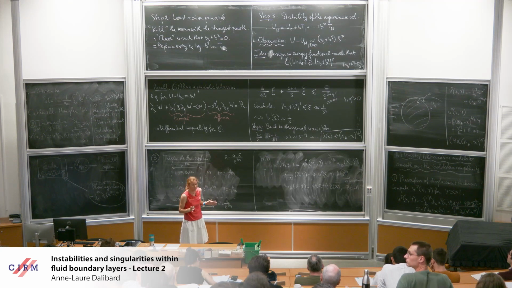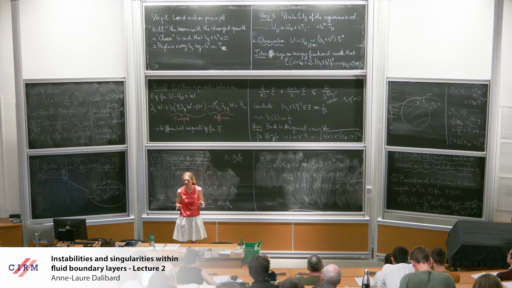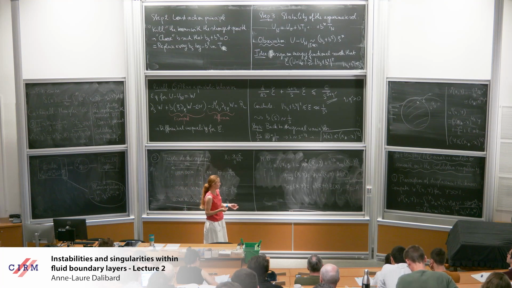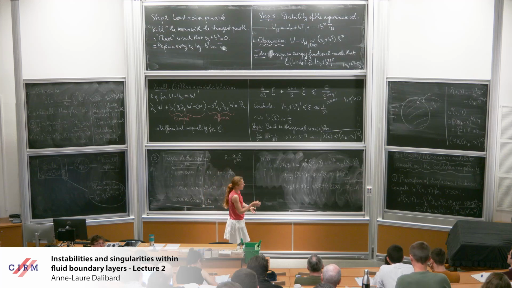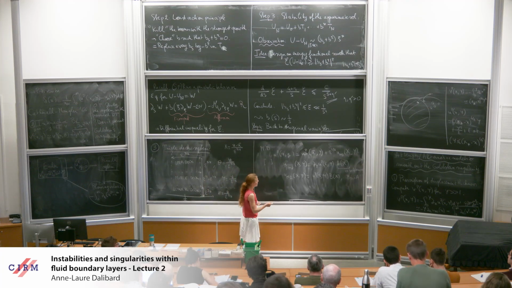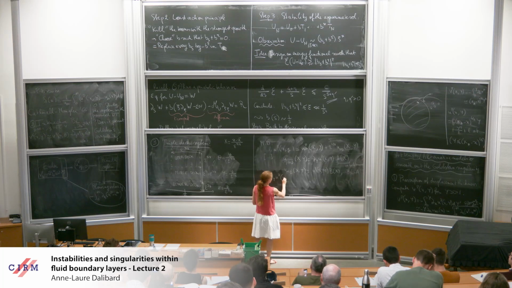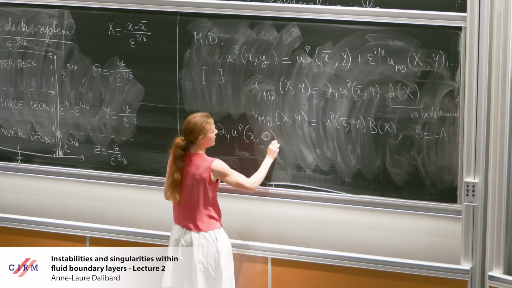I just don't understand why it gives you some insight about separation. And again, I would be super interested if someone can explain that to me. Okay, but nevertheless, this is the classical textbook derivation. So you assume that ∂y u^p(x, 0) is different from 0.